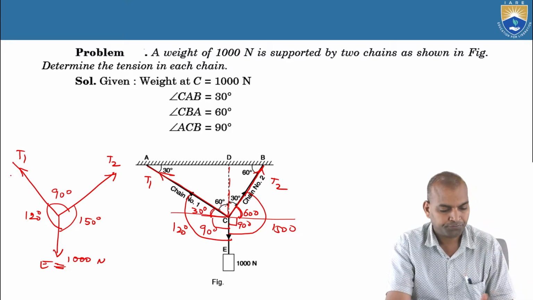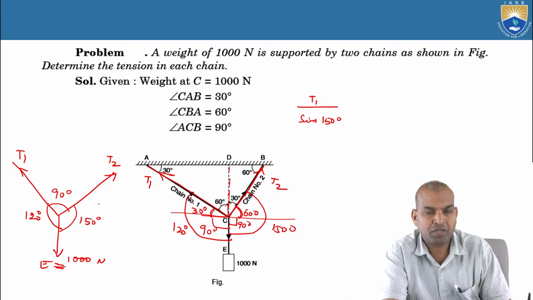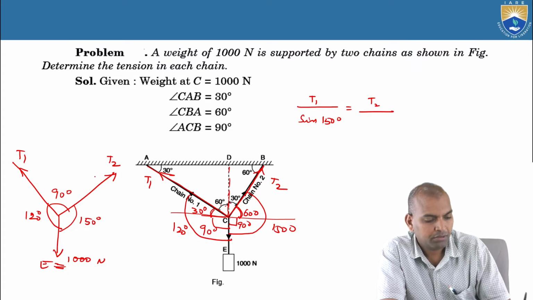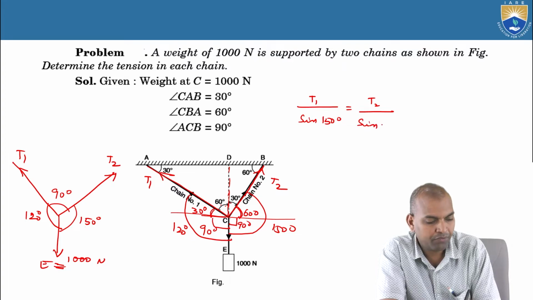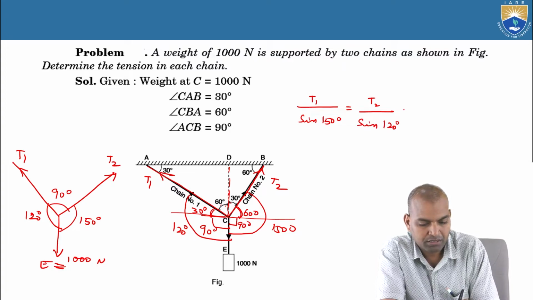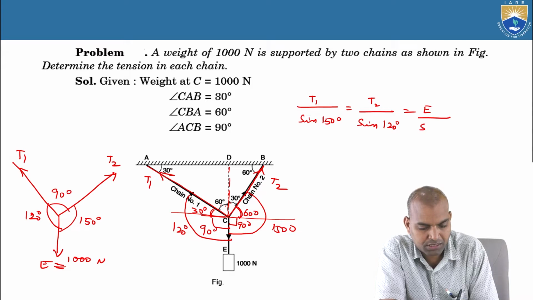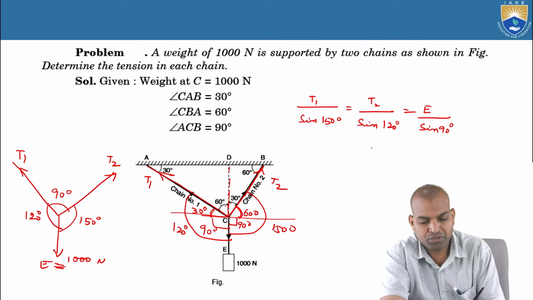How to start? From that free body diagram, T1 by sine of the angle between the other two, sine of 150. Now T2 by sine of the angle between the other two, T1 and E, that is sine of 120 degree. Now next, E by sine of the angle between the other two forces, that is T1 and T2, that is sine 90 degree. What is the E value here?